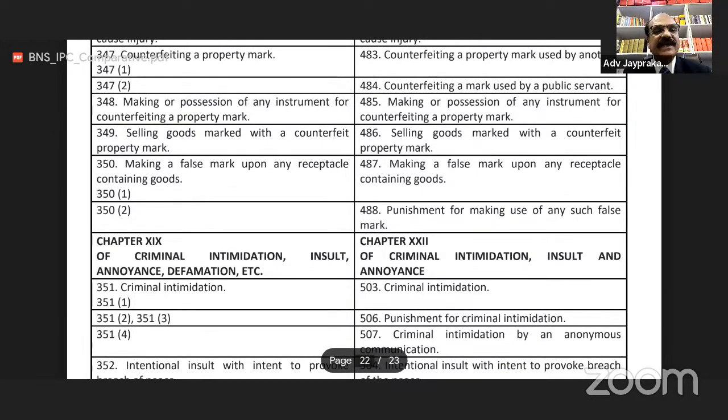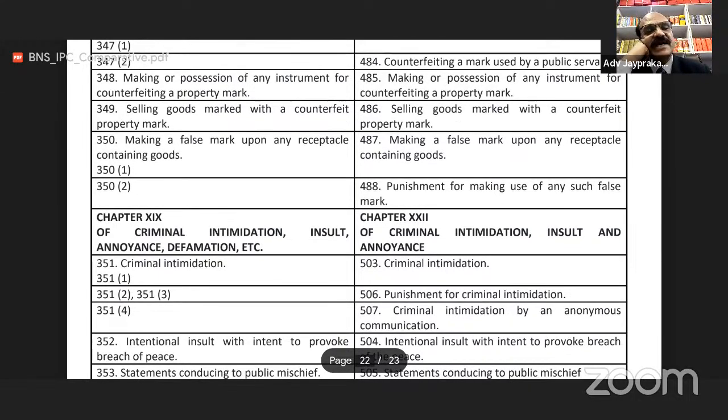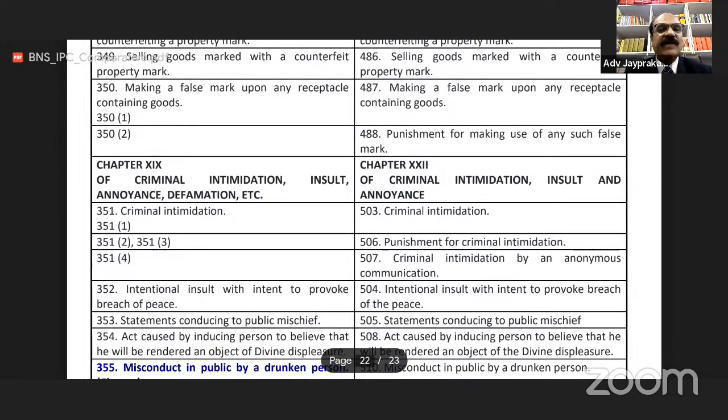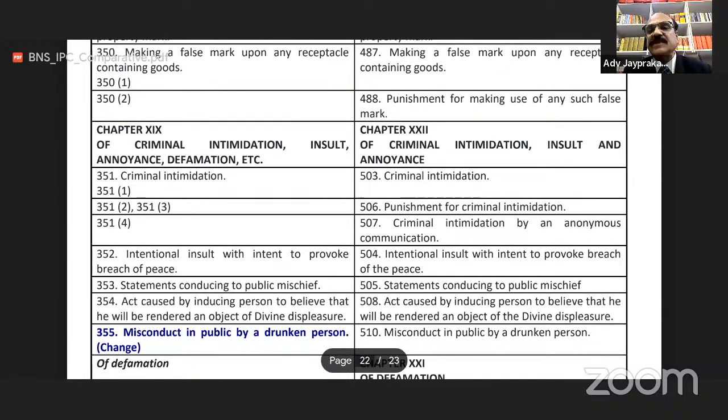BNS section 349, selling goods marked with a counterfeit property mark; its corresponding section was in IPC 486. BNS section 350, making a false mark upon any receptacle containing goods; its corresponding section was in IPC 487. BNS section 351, 352, punishment for making use of any such false mark; earlier section was 488 in IPC.